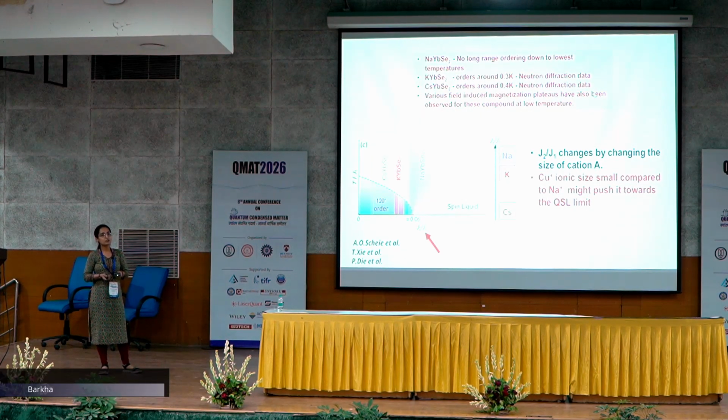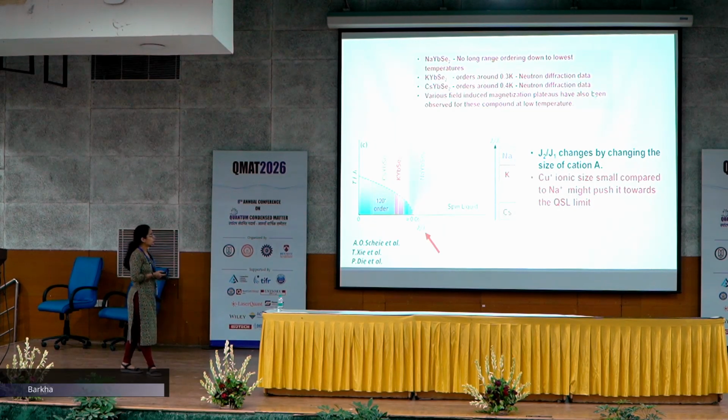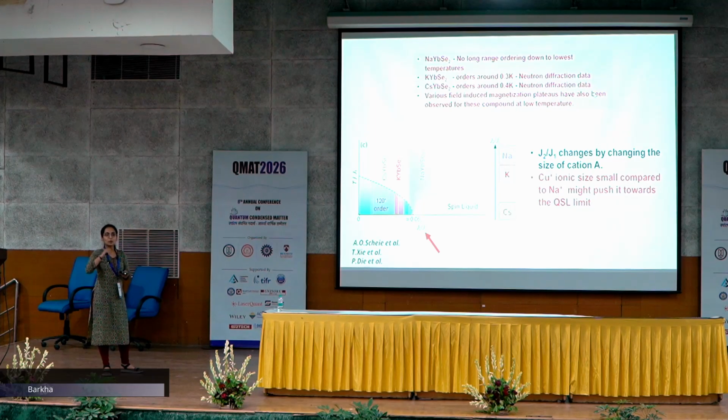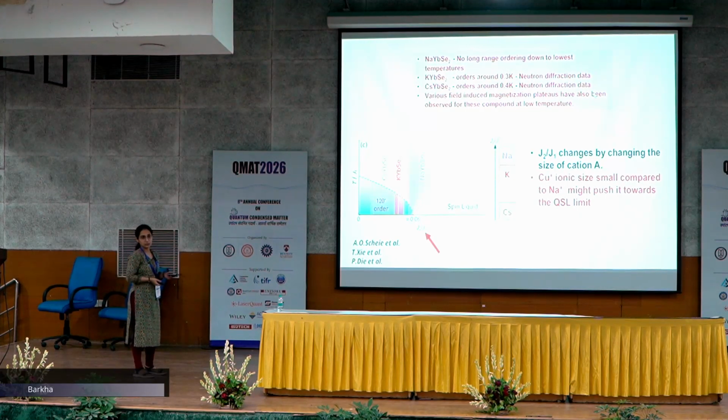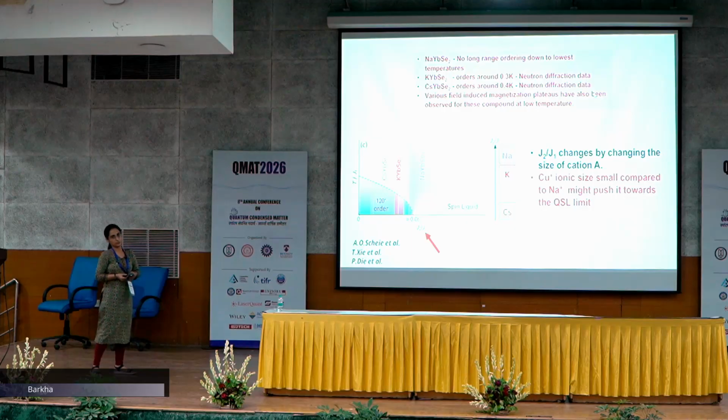So, the magnetic behavior of all these triangular antiferromagnets can be explained by the J1 J2 model, where J1 and J2 refer to the first nearest and second nearest neighbor interaction. This particular work by A. O. Shaikh demonstrated that the J2 by J1 ratio can be linked to the size of the cation A. He demonstrated that as we move up the periodic table, the size of the cation decreases and the J2 by J1 ratio is pushed towards the limit which falls in the quantum spin liquid regime.